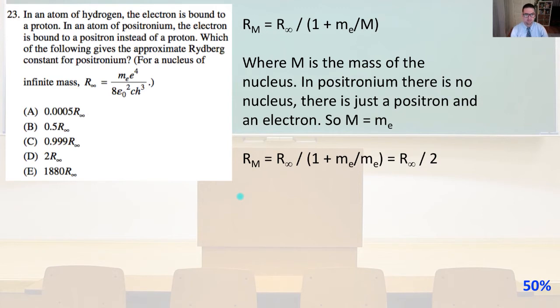So R subscript M is going to equal R subscript infinity divided by the quantity 1 plus m subscript e divided by m subscript e, and m subscript e divided by m subscript e is 1, so 1 plus 1 is 2, so that's going to equal R subscript infinity divided by 2, and that equals 0.5 R infinity. That is answer B.